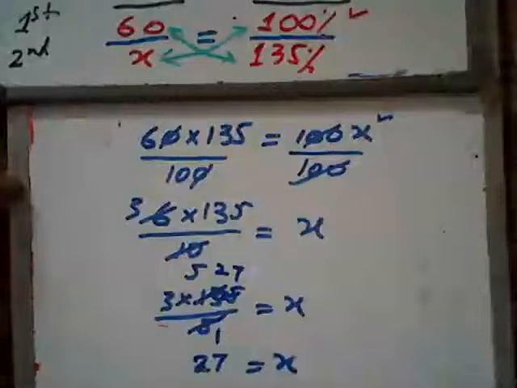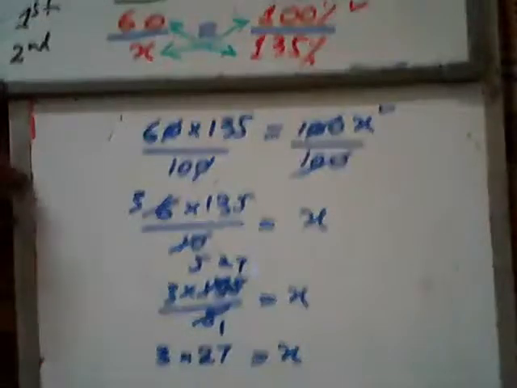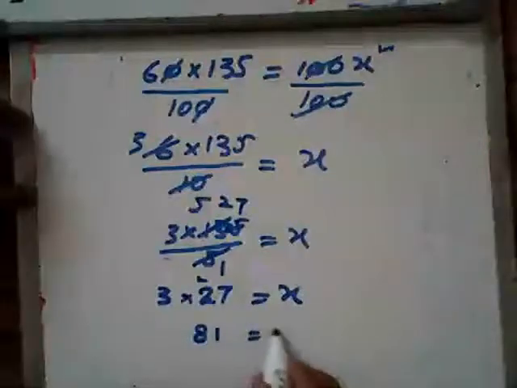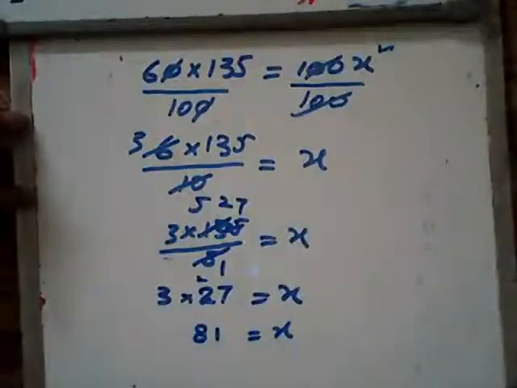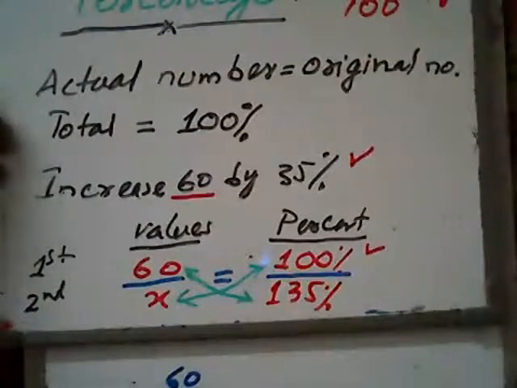So it means 135 over 5 is 27, multiplied by 3. So 3 multiplied by 27 is, 3 sevens are 21, and 3 twos are 6, plus 2 is 8. So 81 is the number. So it means if we are increasing 100%, then 135%, which we have found here, is 81.